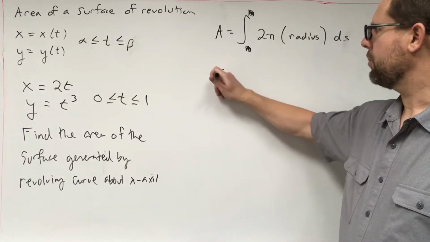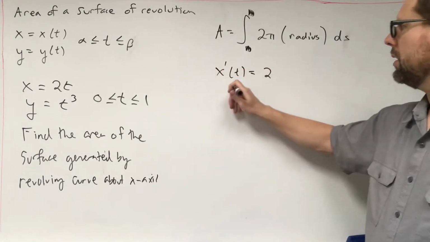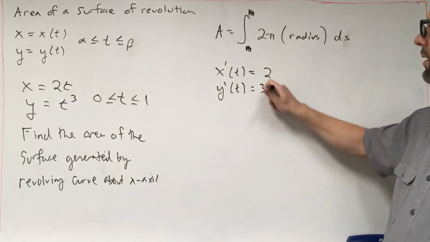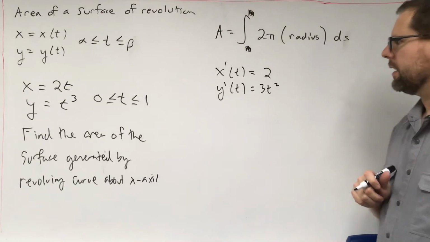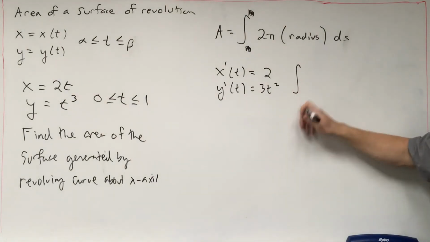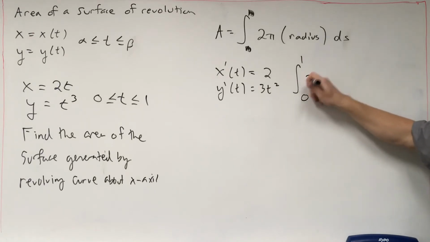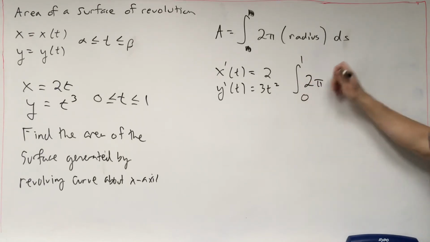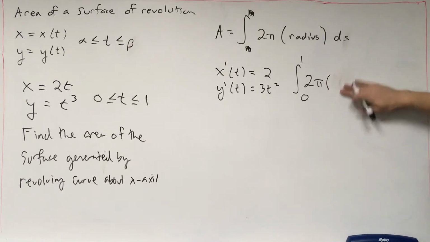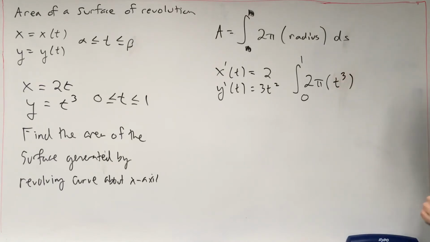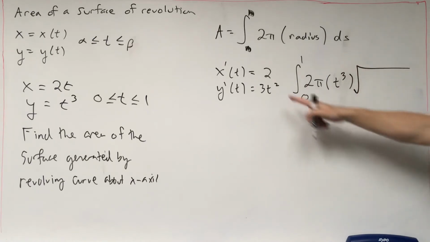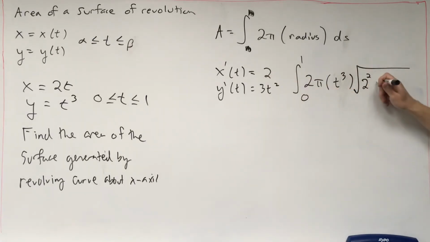We'll have x prime of t is 2, y prime of t is 3t squared. And so we need to compute the integral from t equals 0 to t equals 1, 2 times pi. Now we need the radius, and that's given by our y value. Whoops, that is not the y value. That was y prime, I miscopied. So 2 pi times t cubed, and then we need our ds. And our ds consists of x prime squared plus y prime squared under the square root, and then dt.